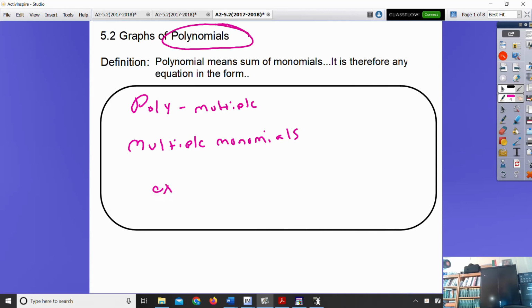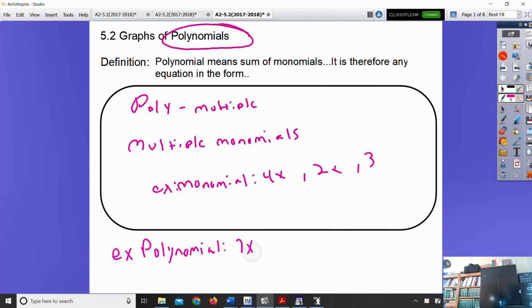So an example of a monomial would be something like maybe 4x, or maybe 2x, or maybe 3. Each one of those in their own right is a monomial, because they're one thing. But when you start putting them together, you have a polynomial, because you have multiple things. Okay? So an example of a polynomial would be something like 7x cubed minus 4x plus 3. Multiple things.